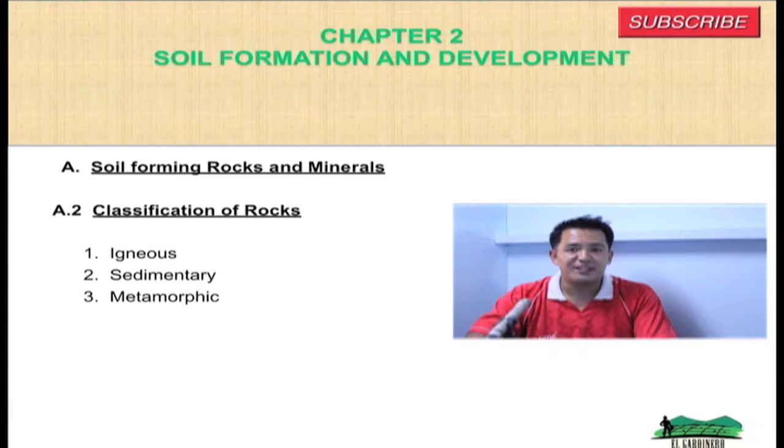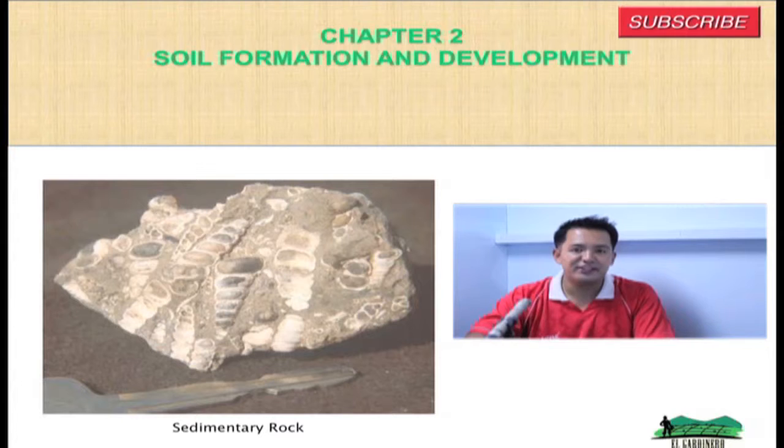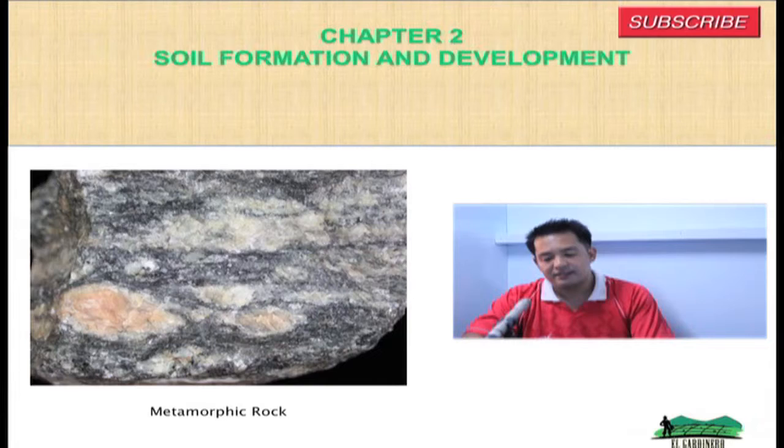Okay, now we will classify some of the soil forming rocks. So basically we have 3 soil forming rocks. First one is the igneous rock, and a picture of quartz diorite appears in my slide. This is an example of an igneous rock. The second one is sedimentary rock, and this is the example. And then the third one is the metamorphic rock, and it appears to be like this.